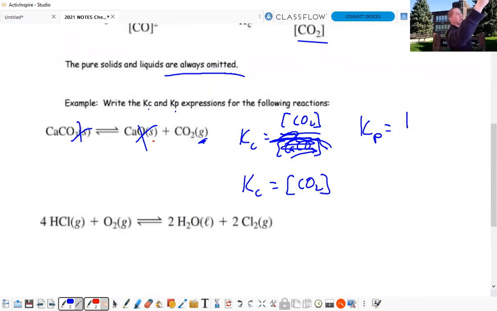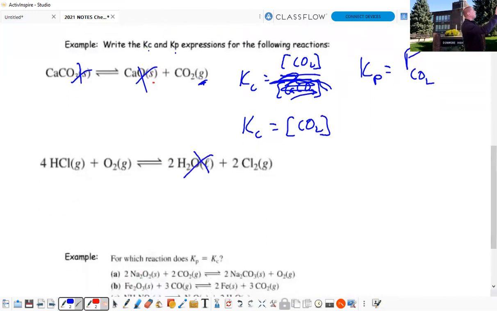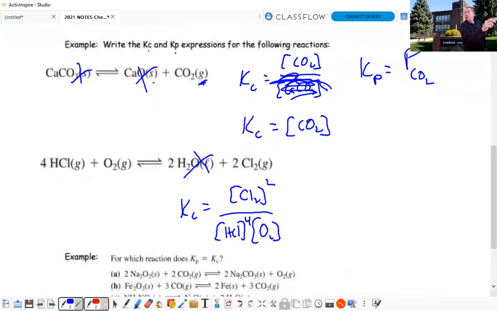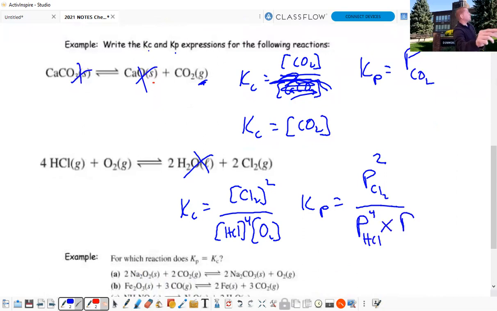The Kp then is just carbon dioxide. Again, not including the solids. And this one we have a liquid, three gases. So the Kc expression is Cl2 squared, HCl to the fourth, and O2. The Kp is Cl2 squared over HCl to the fourth times O2. Remember, no brackets.